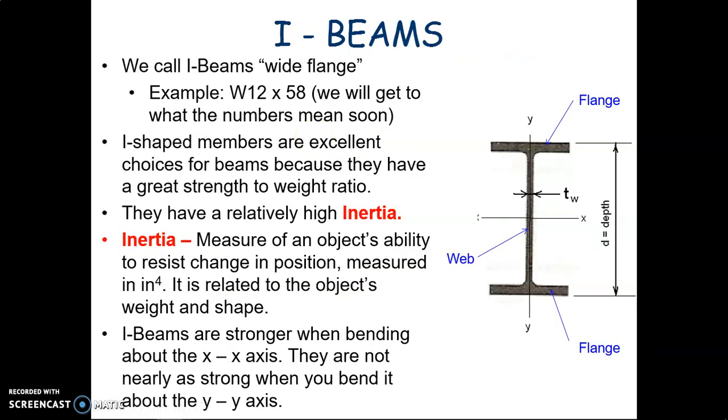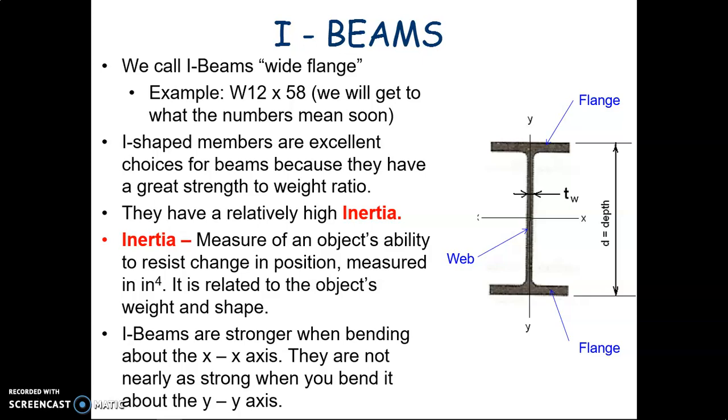So what are we using? We are using I-beams. I-beams are often called wide flanges. The flange is the little top part right here. So we might say that we have a W 12 by 58, and we'll get to what those numbers mean later. Why do we use I-beams? Well, I-shaped members are excellent choices for beams because they have a great strength to weight ratio, meaning that they're really, really strong for not as much material.